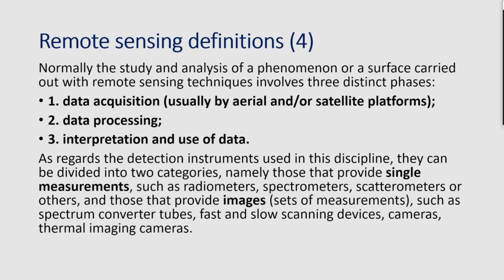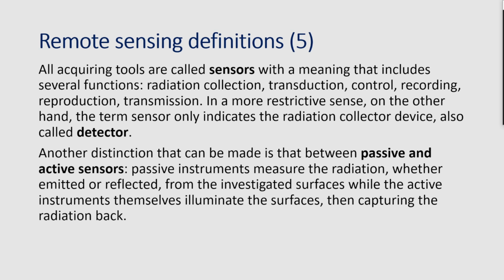As regards the detection instruments used in this discipline, they can be divided into 2 categories, namely those that provide single measurements, such as radiometers, spectrometers, scatterometers or others, and those that provide images, sets of measurements, such as spectrum converter tubes, fast and slow scanning devices, cameras, thermal imaging cameras.